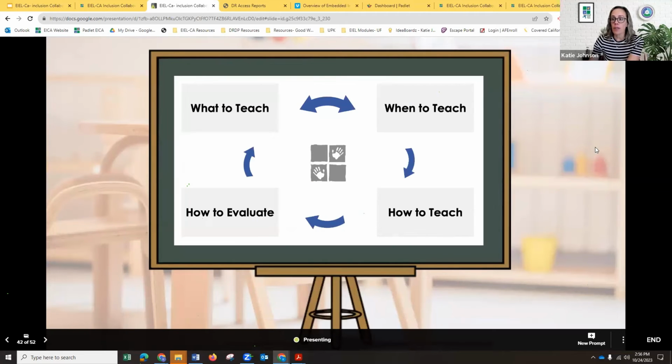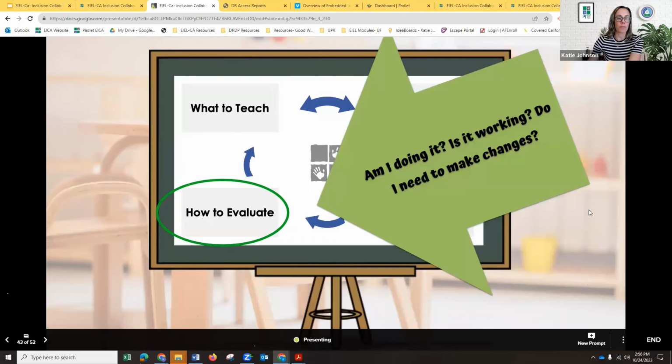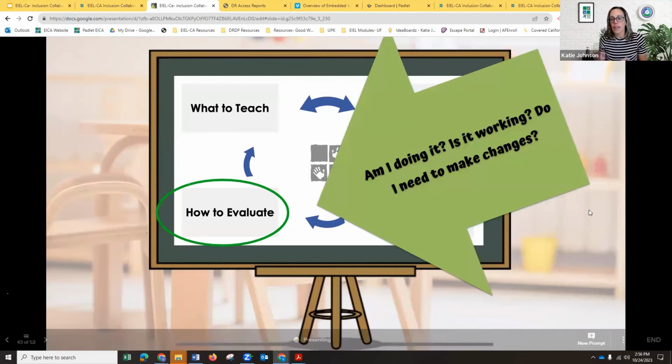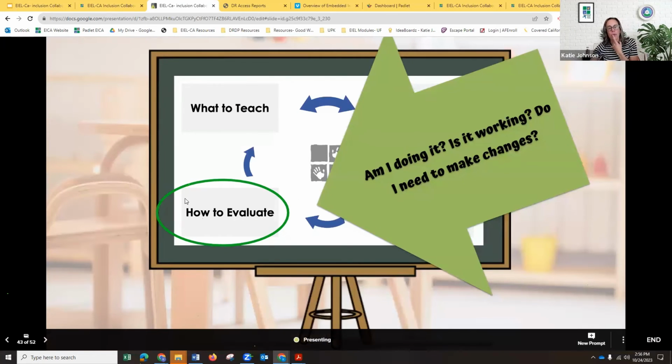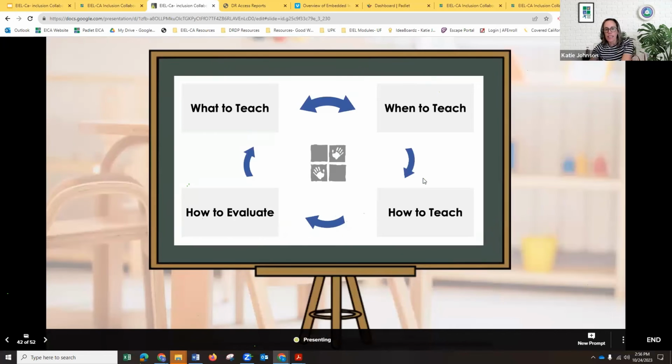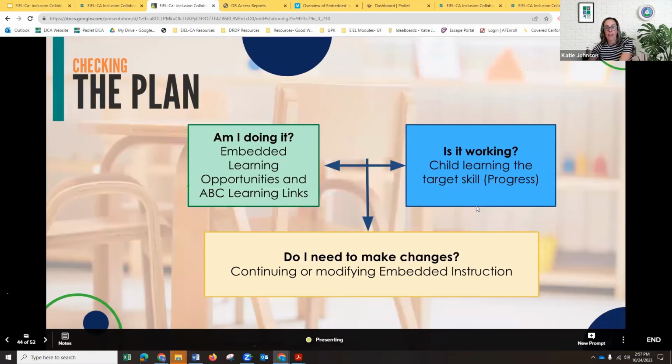Okay, we went through a lot of steps, and I'm going to give us a moment to process all of that. But I just want to share with you the last piece. We're not going to have a practice activity on this, but it is really easy. What's unique about embedded instruction is that we look at how we evaluate so we can then determine what our next what to teach is. As you can see, it's a cycle, because we want to keep moving through it to keep teaching new skills to our children.